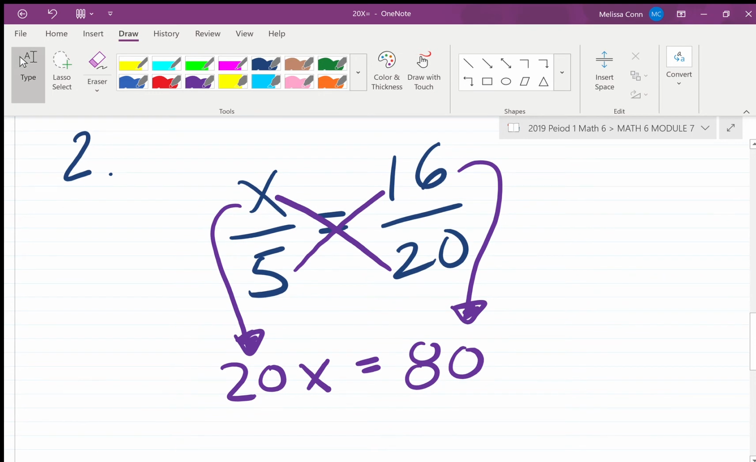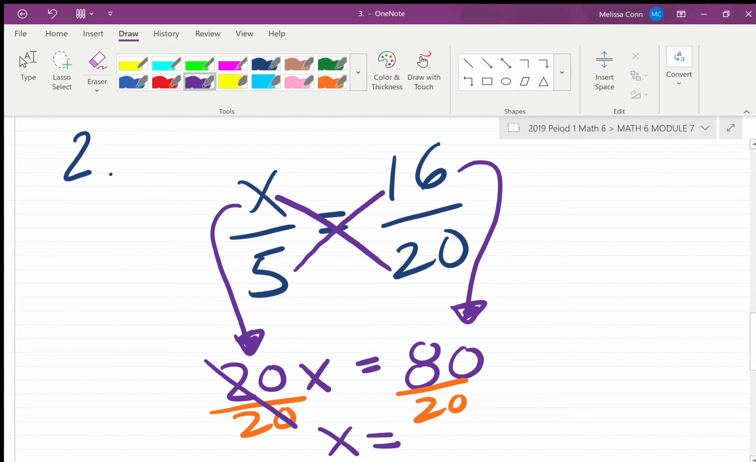And now solving in algebra style says this is 20 times something, x means something, is going to give us 80. Okay, so here's what we do. We divide both sides by what's called the coefficient. 20 is the coefficient. It's right before the x. That means that this goes away because 20 over 20 is 1, and that's imaginary. So we got x equals, and 80 divided by 20 is 4. My answer is x equals 4.